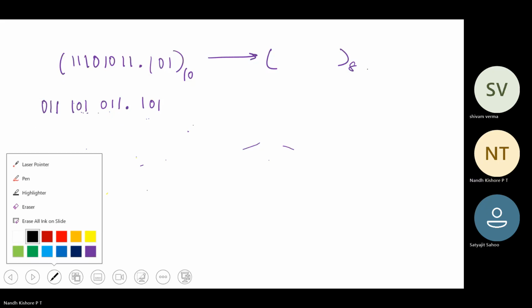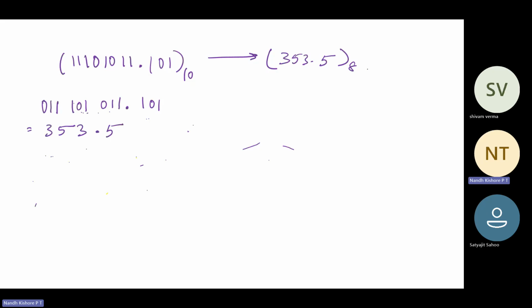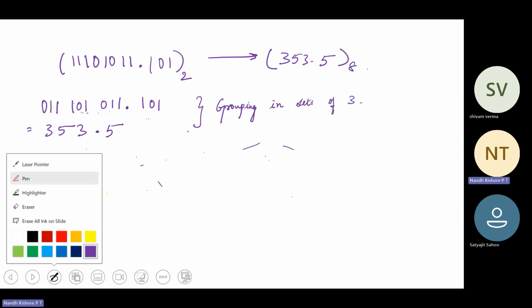So this can be written as 011 is 3, 101 is 5, and 011 is 3. 101 is again 5. So 353.5 is the octal number. Okay. So this is for grouping in sets of 3. All right.